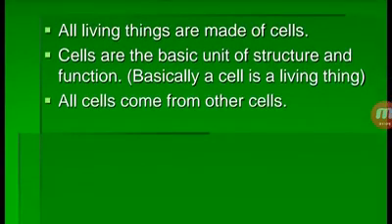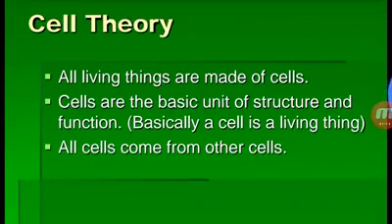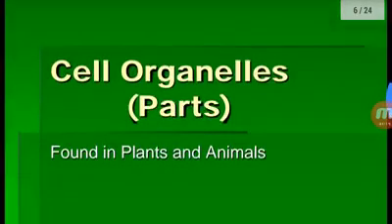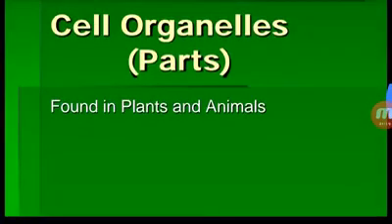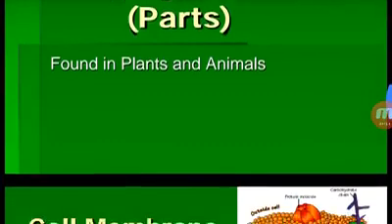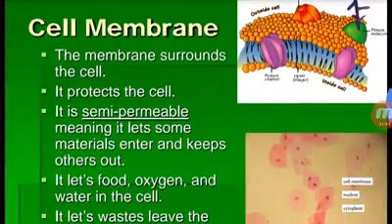All cells come from other cells. Why? Because all cells usually undergo cellular division. Here we go. We're going to study the organelles of the cells found in plants and animals. The first one is the cell membrane.